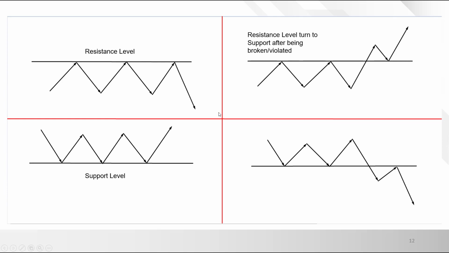Now we've got a resistance level turning to support after being violated or broken. As you can see on illustration number 3, price is testing a resistance level. On the third time, it breaks and closes above. When it comes back again to the same level, now the level is a support level, meaning you're looking to trade long. This test here, the first test of a broken resistance, offers a much better opportunity to go long.